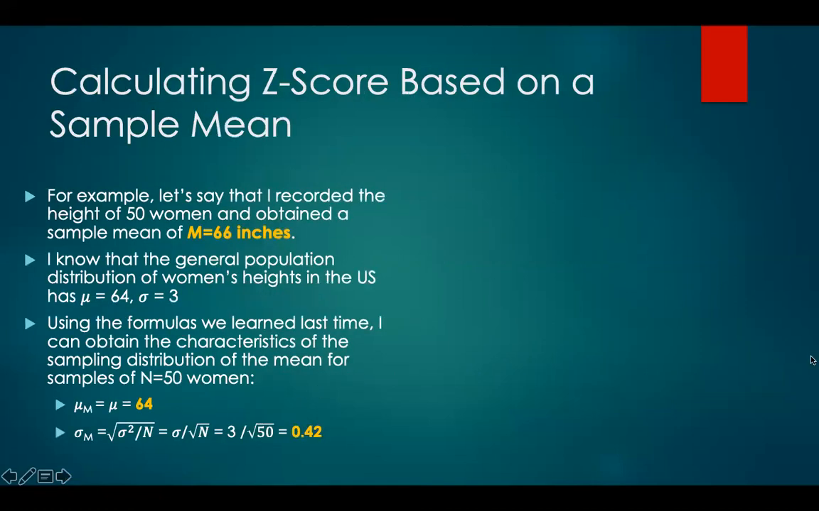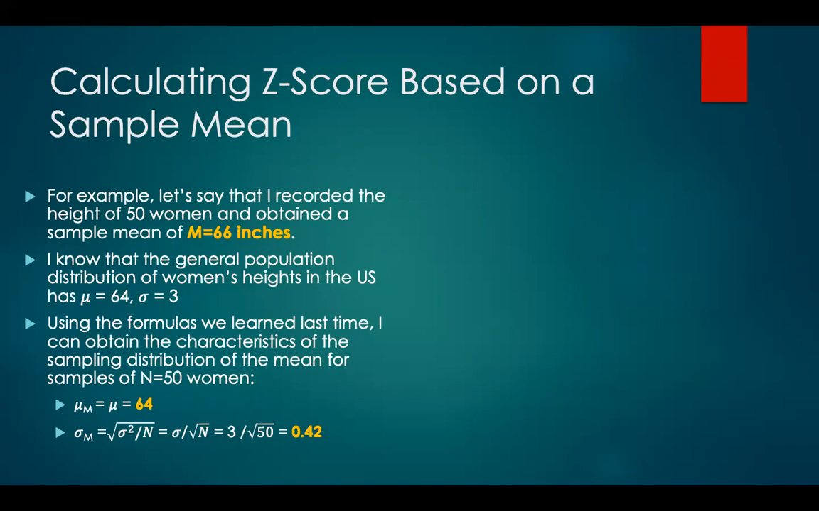So for example, let's say that I recorded the height of 50 women and obtained a sample mean of m equals 66 inches. Now, let's say I know that the general population distribution of women's heights in the US has a mean of 64 inches with a standard deviation of 3. Now, using the formulas we learned last time, I can obtain the characteristics of the sampling distribution of the mean for samples with n equals 50 women.